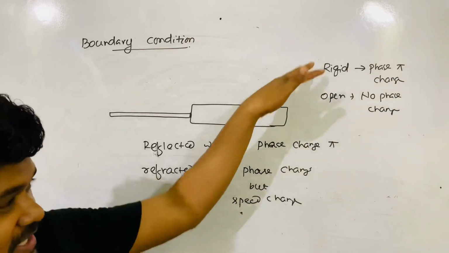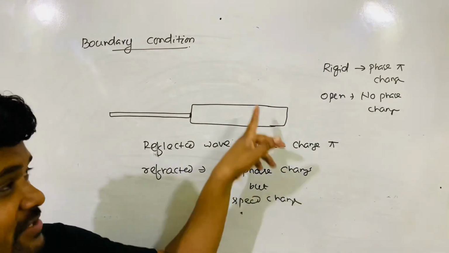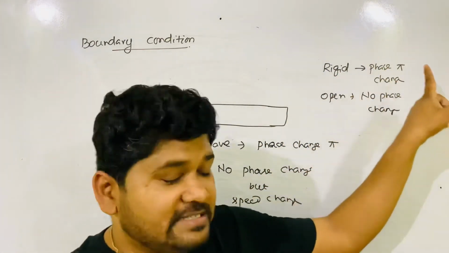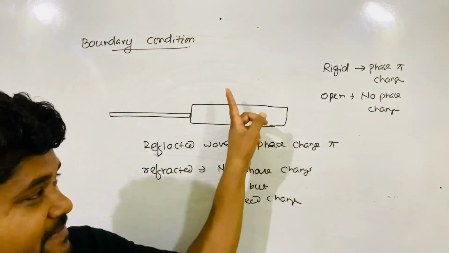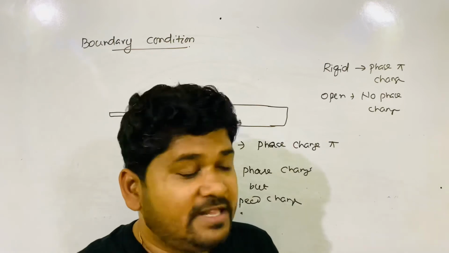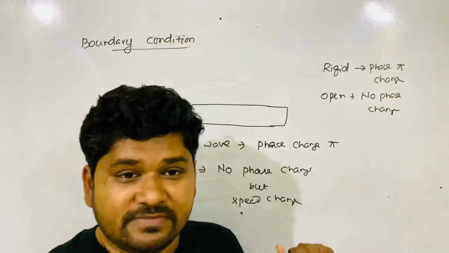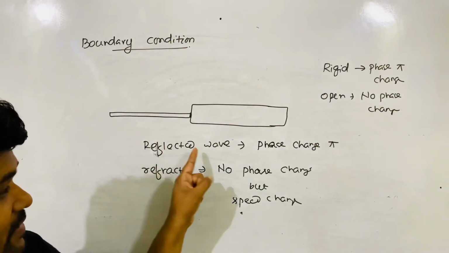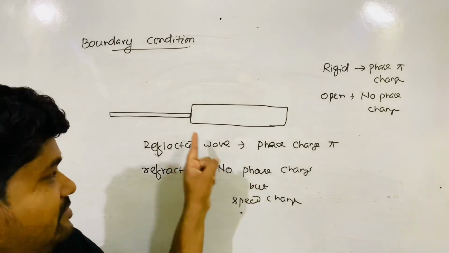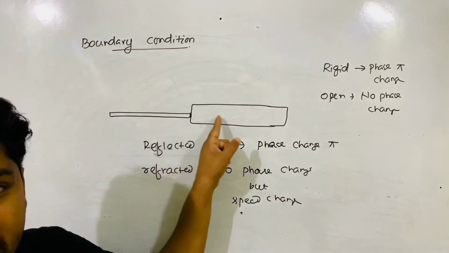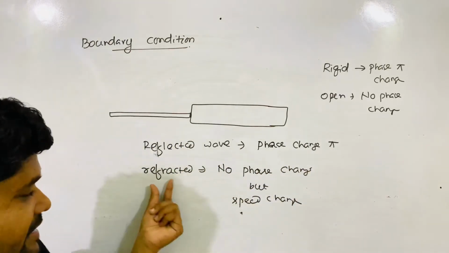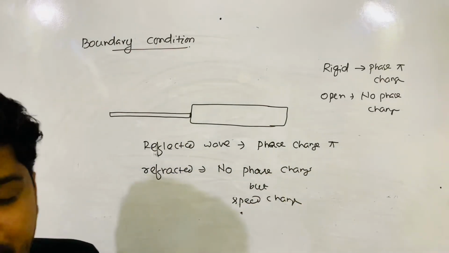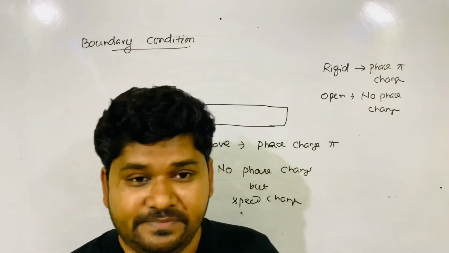So these are the boundary conditions I also summarized here. Again, I am telling you, when a wave is incident and gets reflected from a rigid support, the phase change is pi. When a wave is incident and reflected from an open boundary, then there is no phase change. When the wave gets reflected from the separation of two media like this, the reflected wave has phase change pi, and the refracted wave has no phase change but the speed changes when it goes to the other medium.